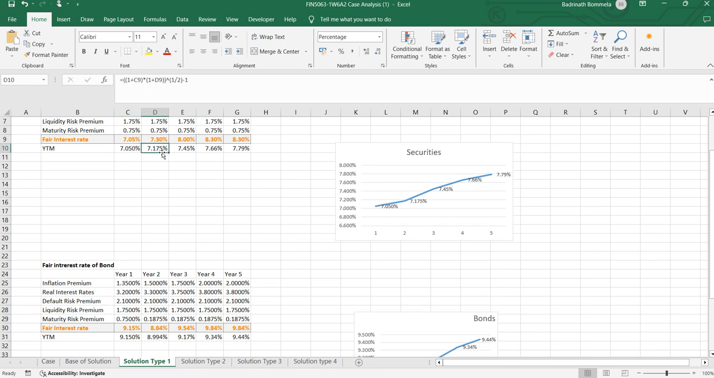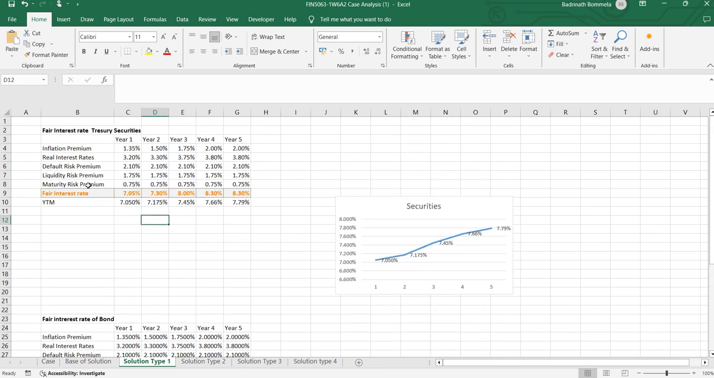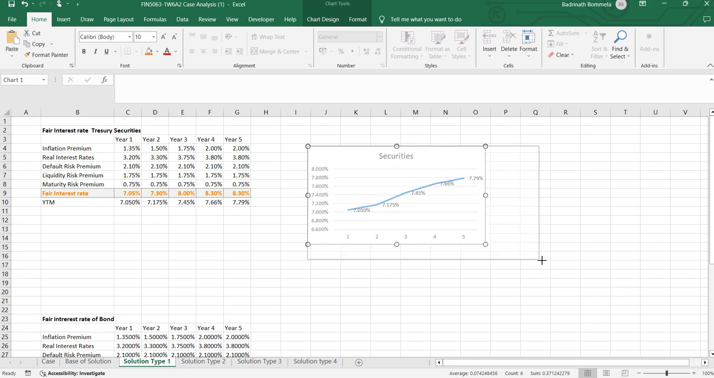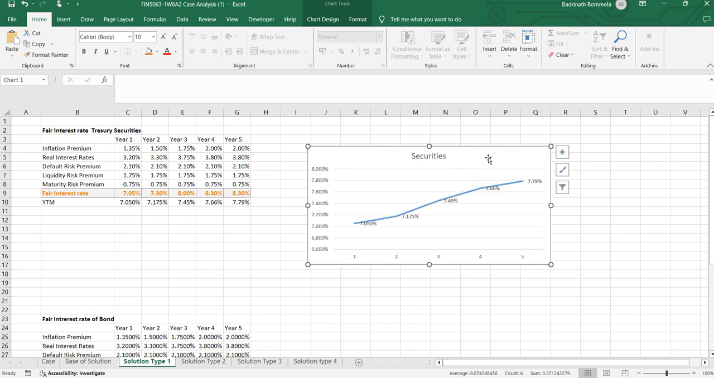There is a little formula that is mentioned. We used the same formula and created it. Need not change anything. Based on these values, we have created a YTM curve. This is the YTM curve, and based on it, this shows a normal curve.